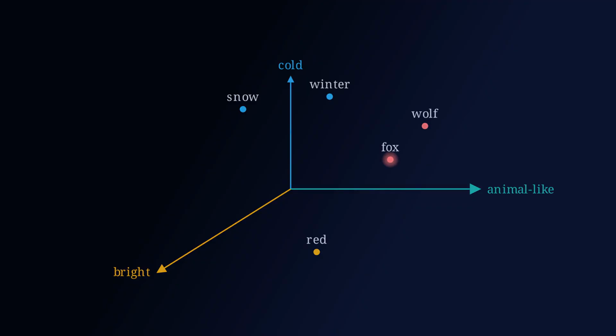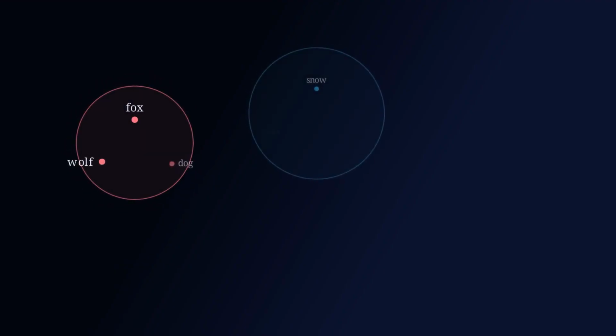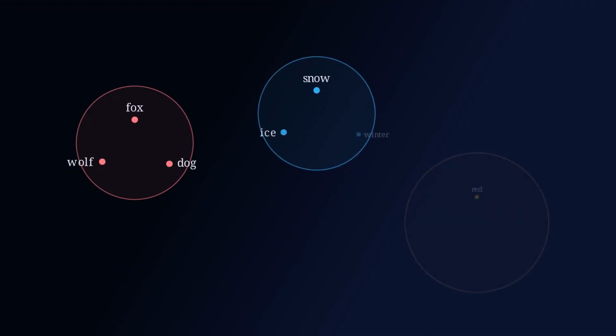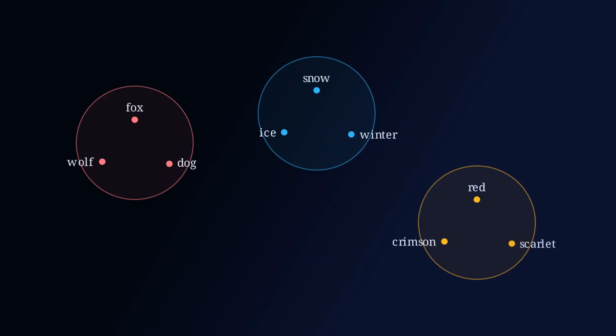In this space, similar things sit close together. Fox lands near wolf and dog, snow lands near ice and winter, and red lands near crimson and scarlet. The embedding table was tuned during training precisely so that geometric closeness matches real-world similarity. Distance becomes a stand-in for relatedness.